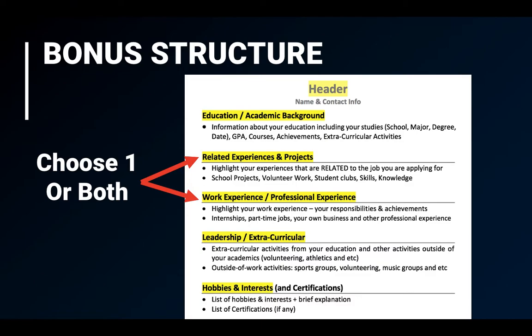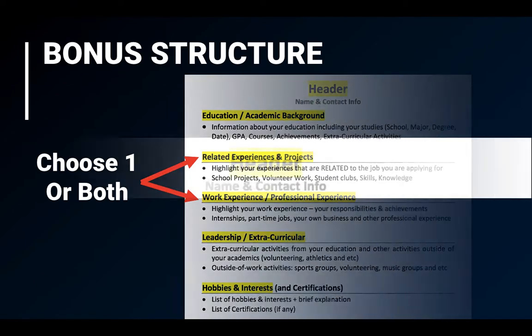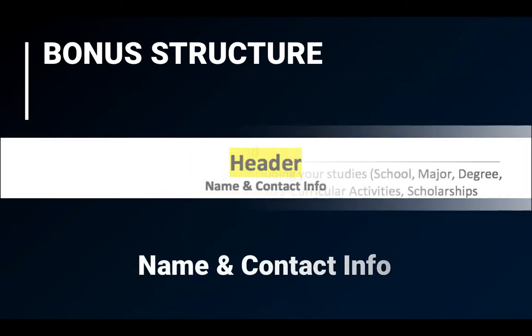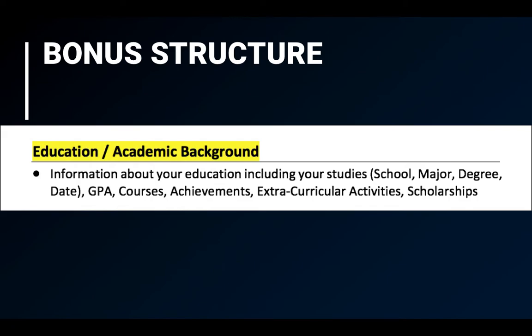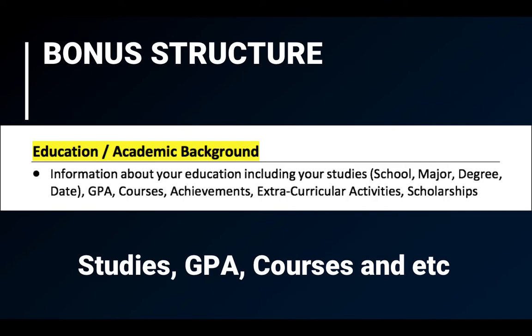It looks very similar, but instead you're not going to have a summary. You're going to have your header, education, related experiences and projects, and work experience and professional experiences, and you're just going to choose one of these two or both. Okay, followed by your leadership and hobbies and interests. So those last two items are the same. So header, exactly the same thing, name and contact info. Instead of summary, we're going to dive right into your education, your academic background. This is where you highlight your studies, your GPA, some of your achievements from your school, maybe scholarships, some student clubs and other extracurricular activities you participated in.